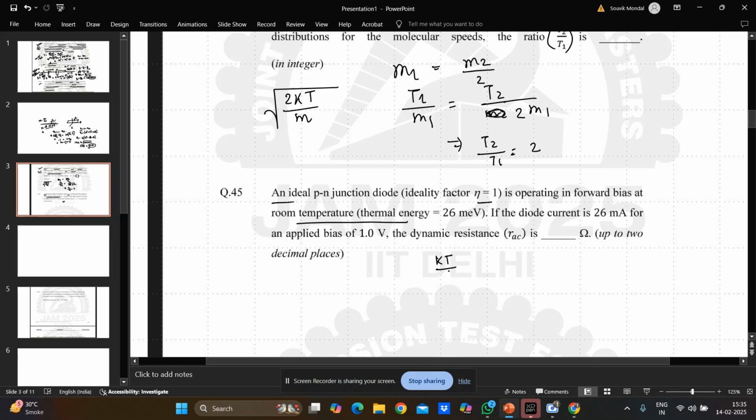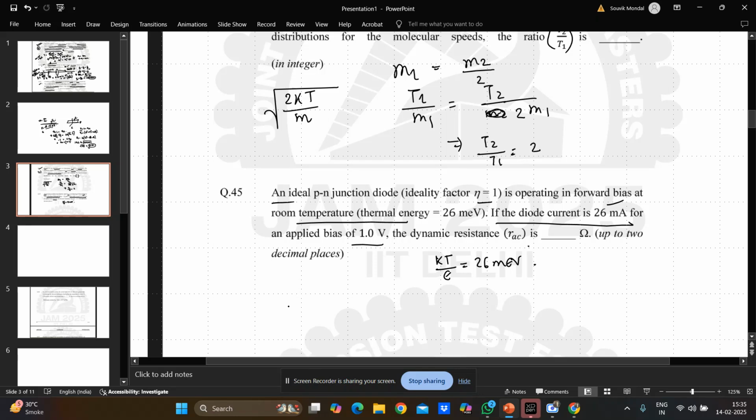That means they are mentioning that kT by e is equal to 26 meV. Okay, this is a standard value. Some books use 25, some books use 26. Doesn't matter. If the diode current is 26 milliampere for an applied bias of 1 volt, then the dynamic resistance RAC. Okay, so let me first directly give you that.